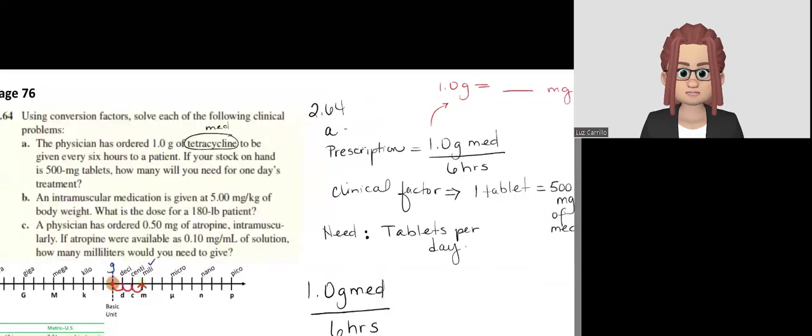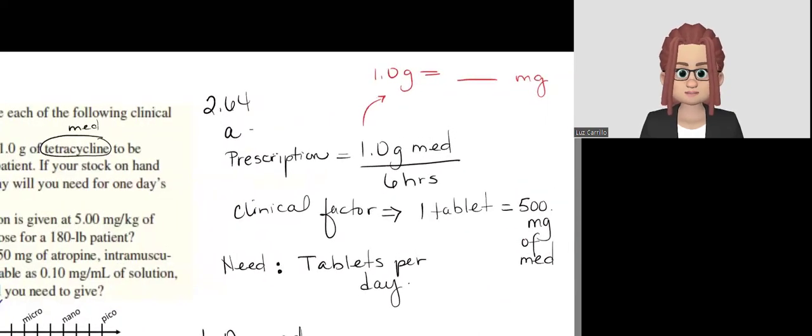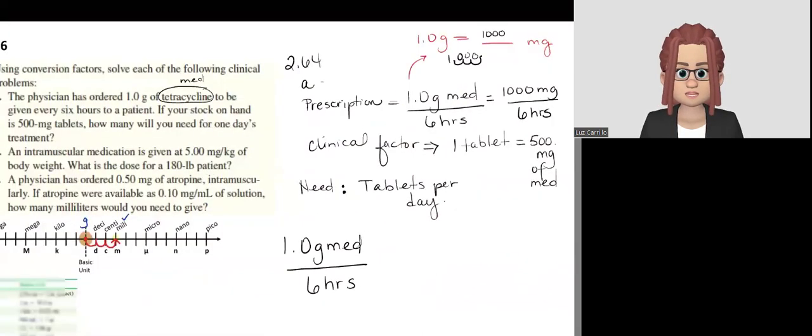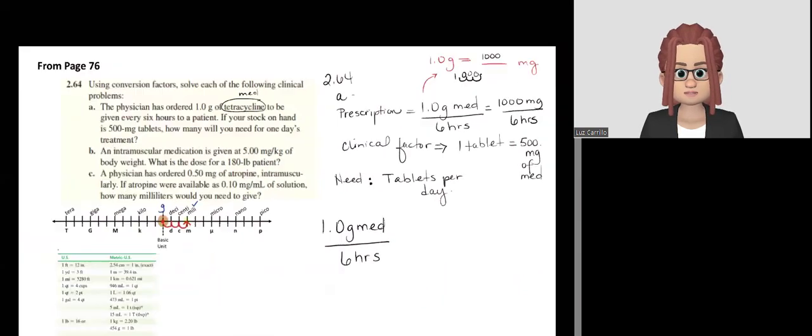So if I take the value of 1.0 and I move that decimal place 1 time, 2 times, 3 times, I can see that there's 2 pockets. I'm going to populate it with zeros. So 1.0 grams of the medication corresponds to 1,000 milligrams of the medication. So this means that the doctor is prescribing 1,000 milligrams of the medication for every 6 hours. So let me make the change in the units before I proceed.